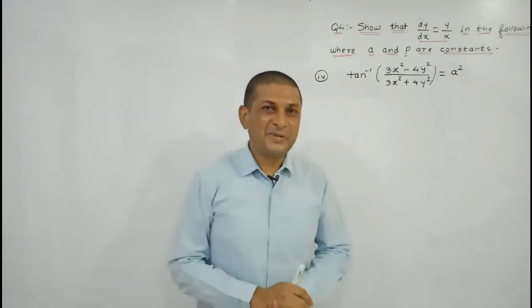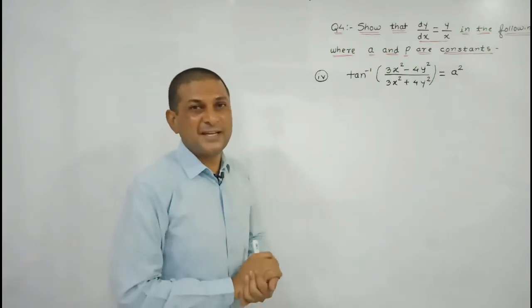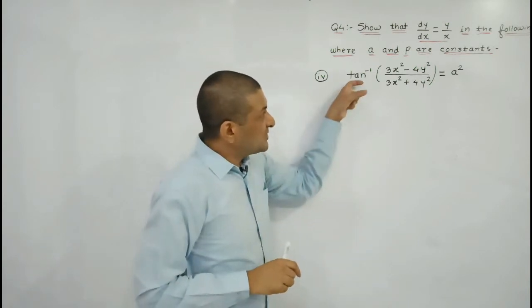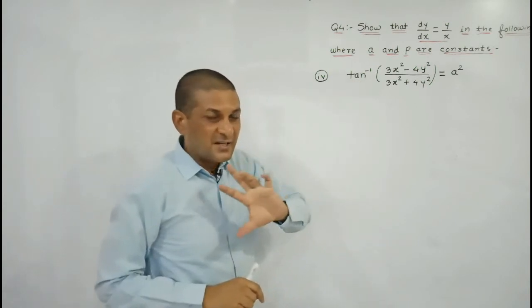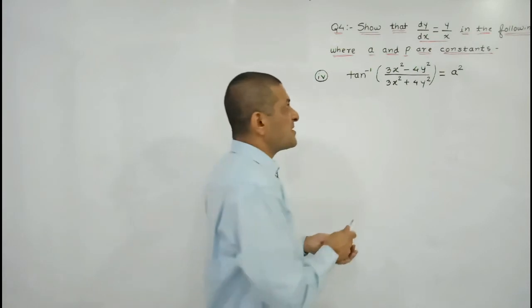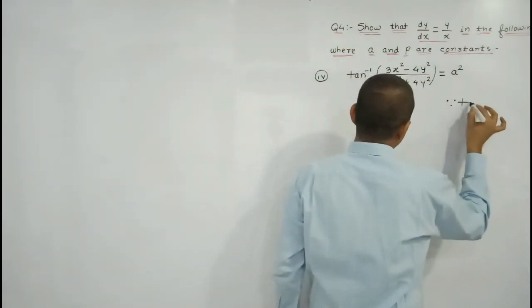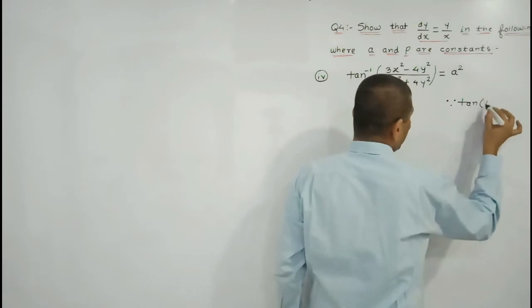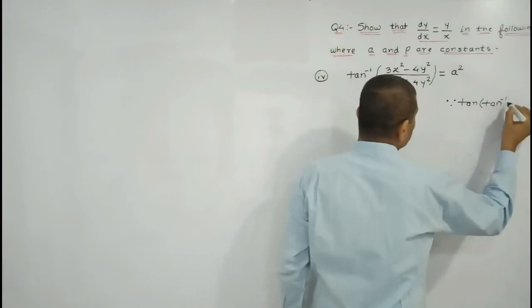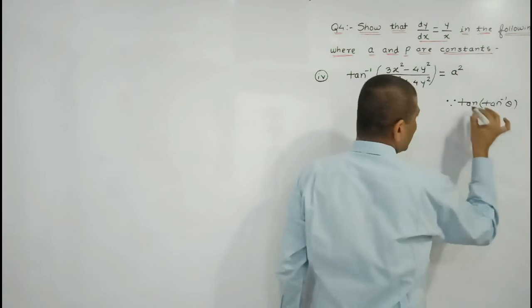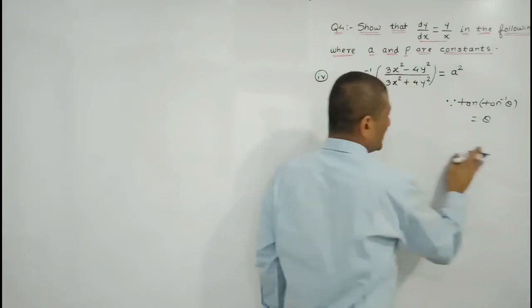Now see example number 4, which is very similar to example number 3. In this case, an inverse trigonometric function is there. So to eliminate this inverse trigonometric function, we are using this property: tan inverse of tan theta, or tan of tan inverse of theta, will be equal to theta.